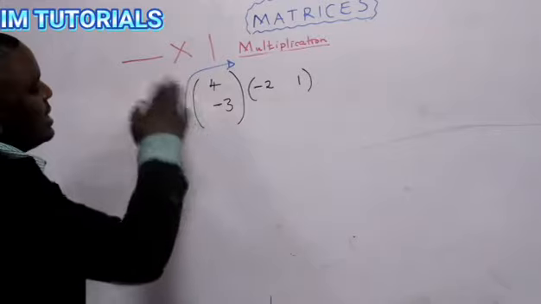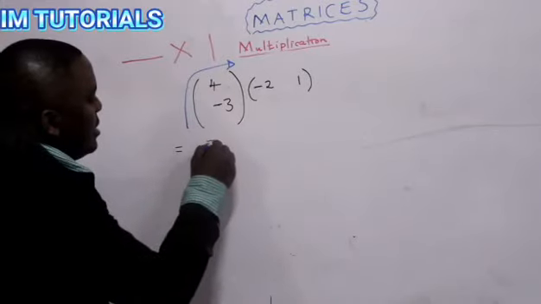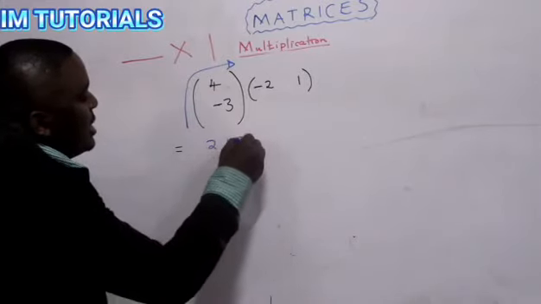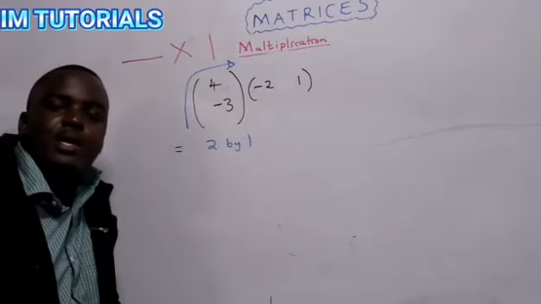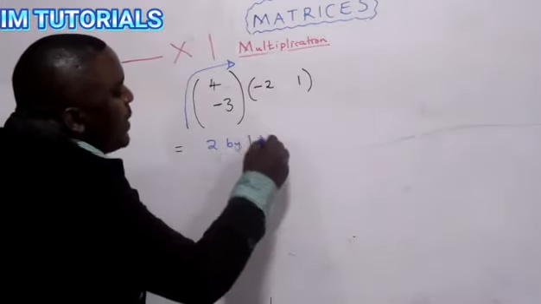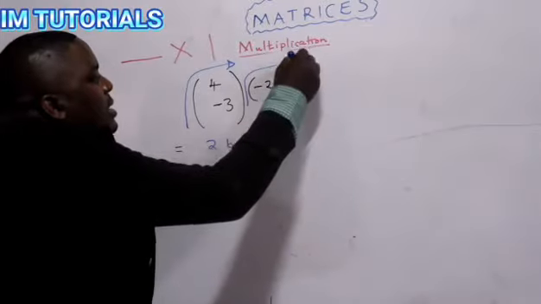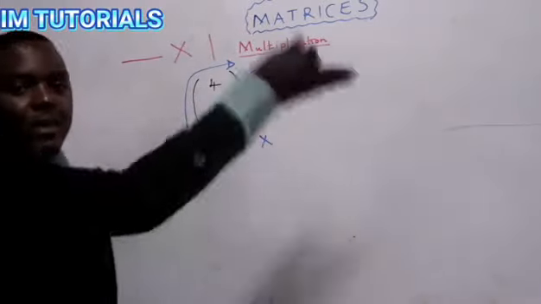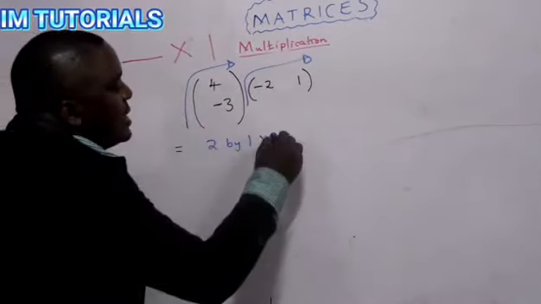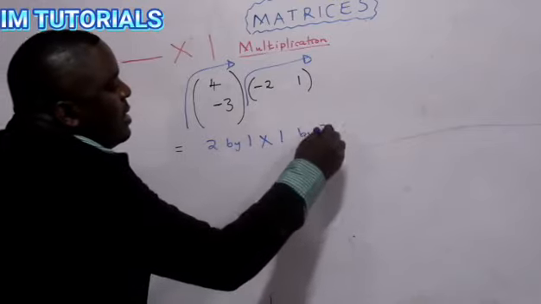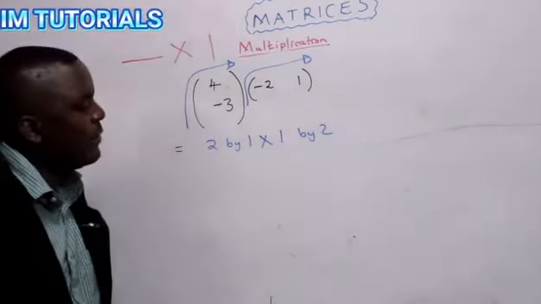Two numbers upwards and 1 number on the right side. How do you represent it? This is a 2 by 1 matrix. Multiplying what? We have 1 number upwards and 2 numbers rightward. So this is a 1 by 2 matrix. I hope you are following.